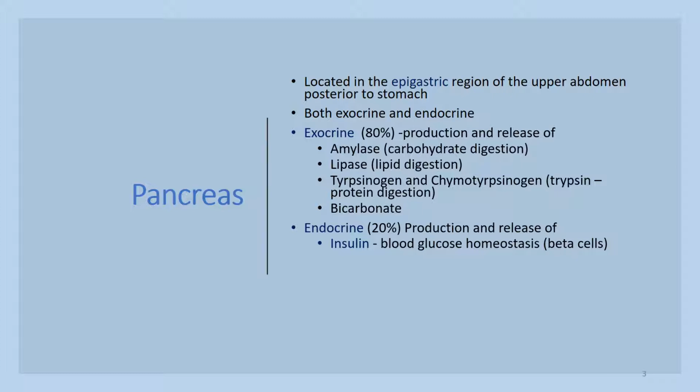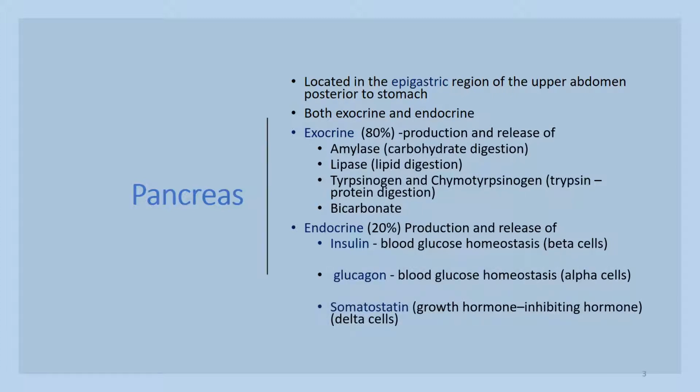As for its endocrine activity, the pancreas is involved in the production and release of several hormones, which are related to blood glucose homeostasis. So insulin from the beta cells and glucagon from the alpha cells, and also somatostatin. These secretions travel along the pancreatic duct system and they enter the intestines through the papilla.